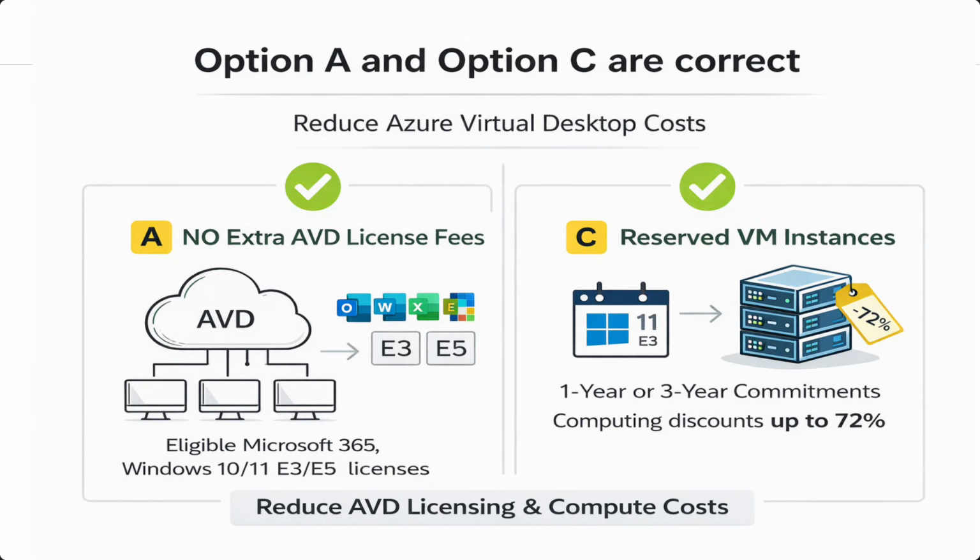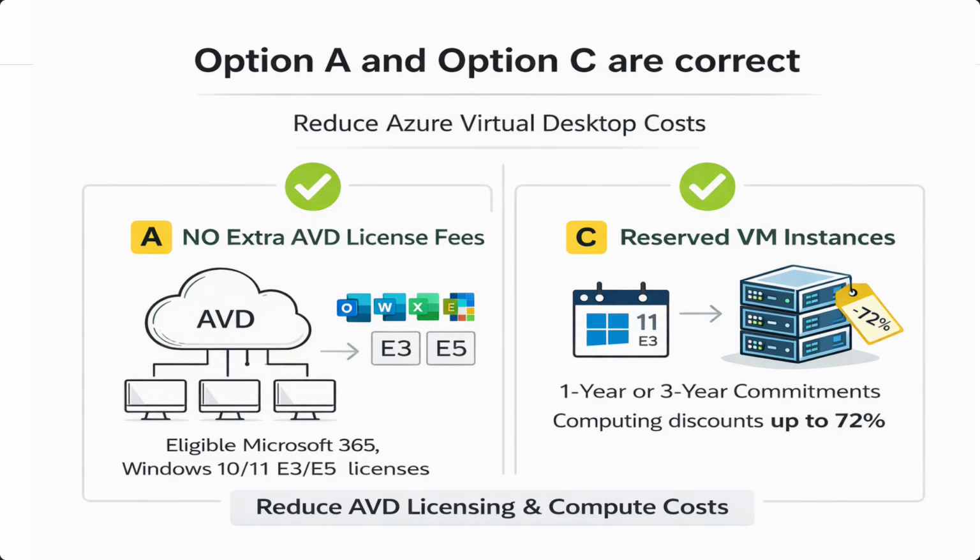Option A is correct because Azure Virtual Desktop does not charge any additional licensing fees if you already have eligible licenses like Microsoft 365 E3, E5, Microsoft 365 Business Premium, or Windows 10/11 Enterprise E3, E5 per user. This significantly reduces costs by eliminating separate AVD licensing expenses. You only pay for Azure infrastructure: VMs, storage, networking.